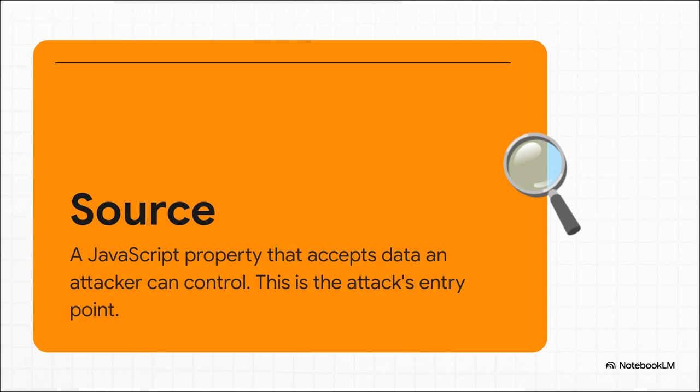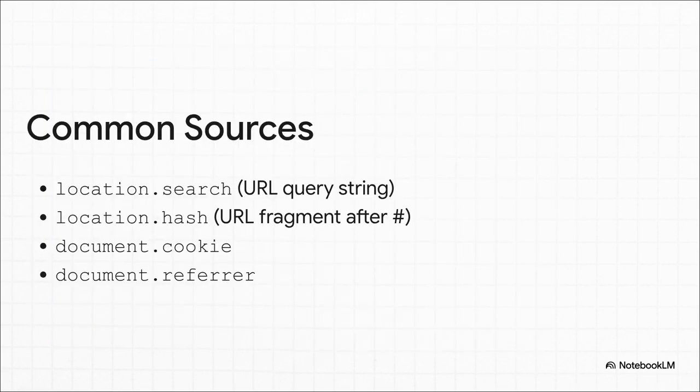So the source is the entry point. It's any place in the JavaScript that accepts data an attacker can get their hands on and manipulate. And these sources are hiding in plain sight. We're talking about totally normal parts of a URL, like the query string after the question mark or the fragment that comes after a hashtag. These everyday things can be hijacked and turned into an open door for an attacker.